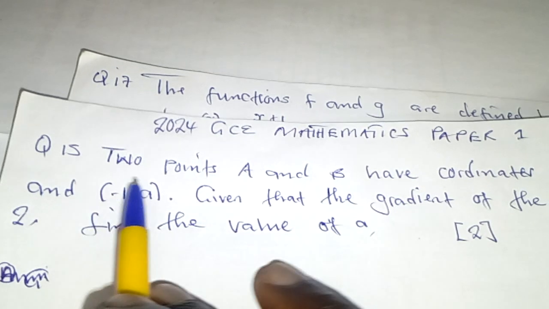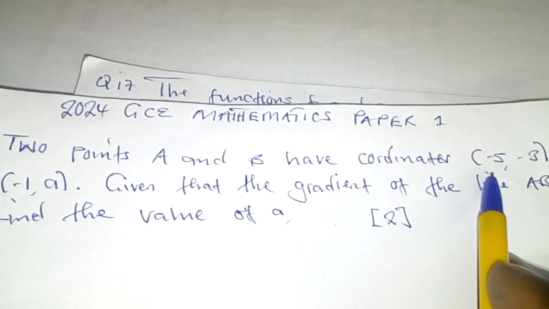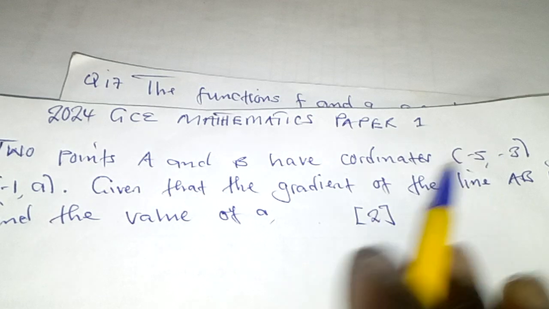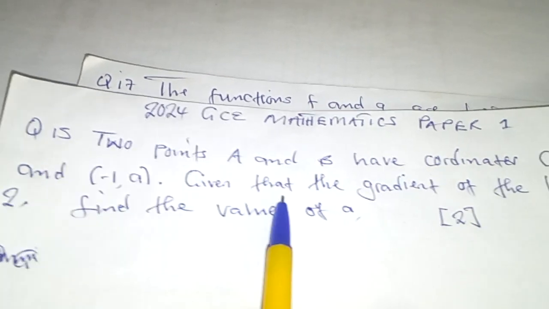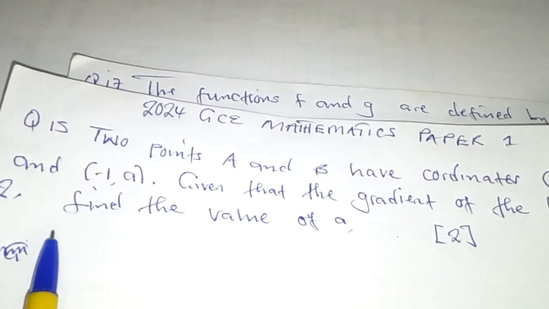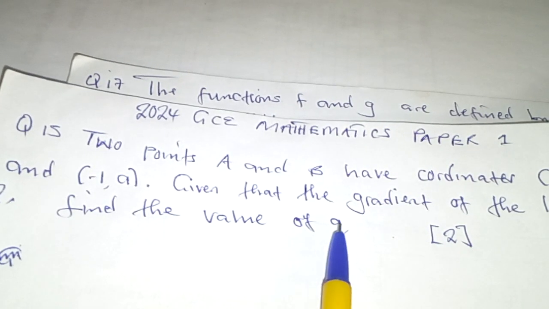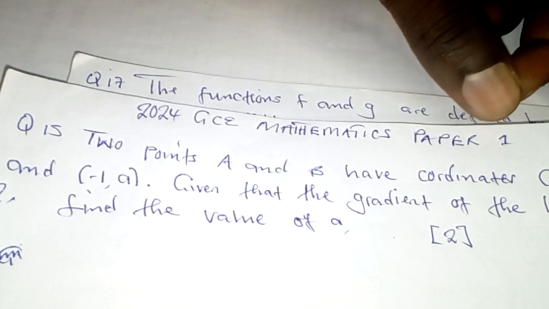Question 15 says two points A and B have coordinates (-5, -3) and (-1, a). Given that the gradient of the line AB is 2, find the value of a. That was 2 marks. So basically, the question is coming from a topic called coordinate geometry.